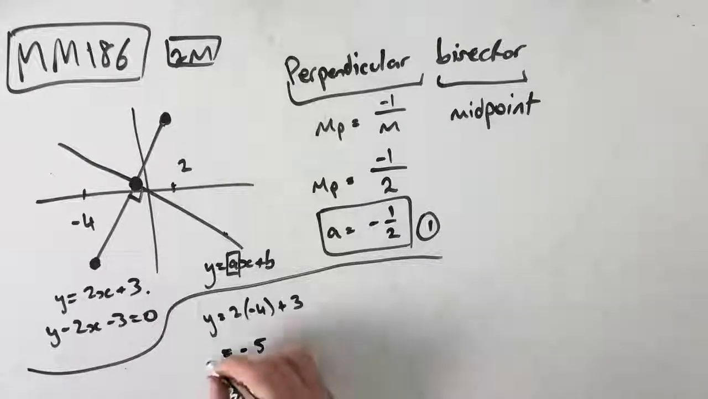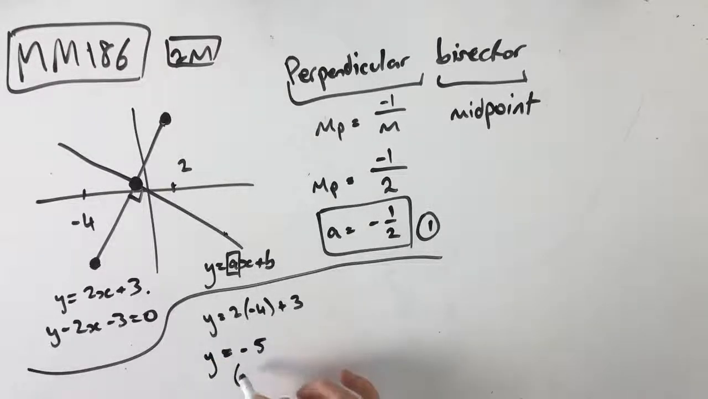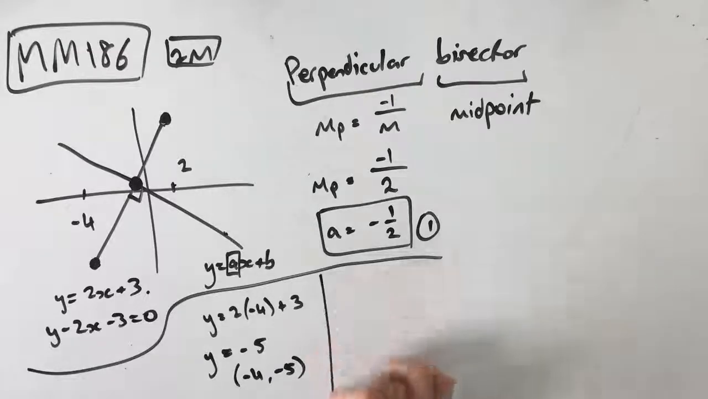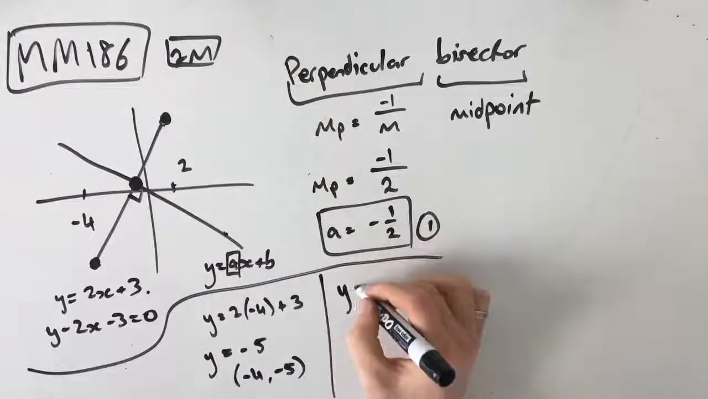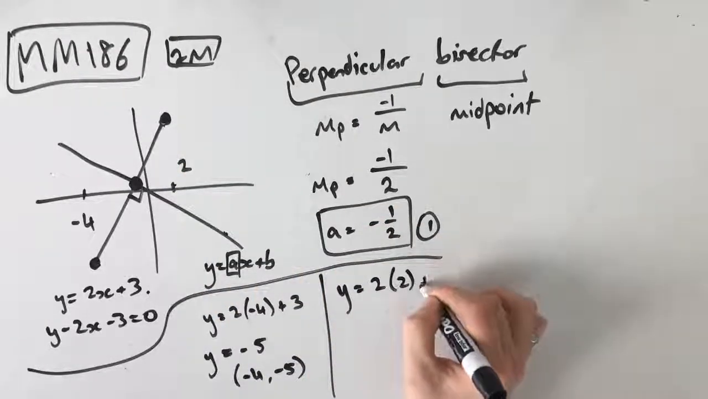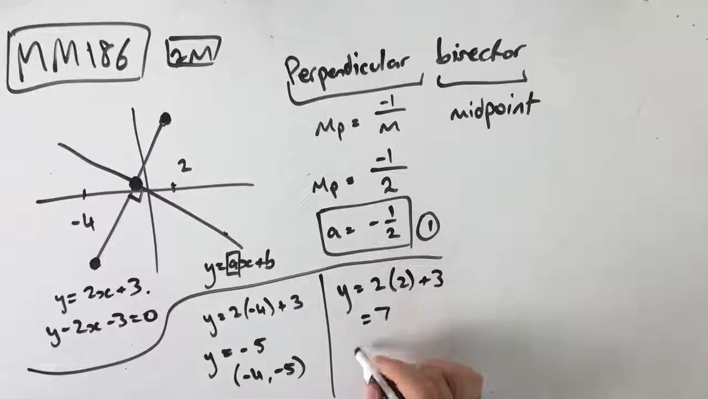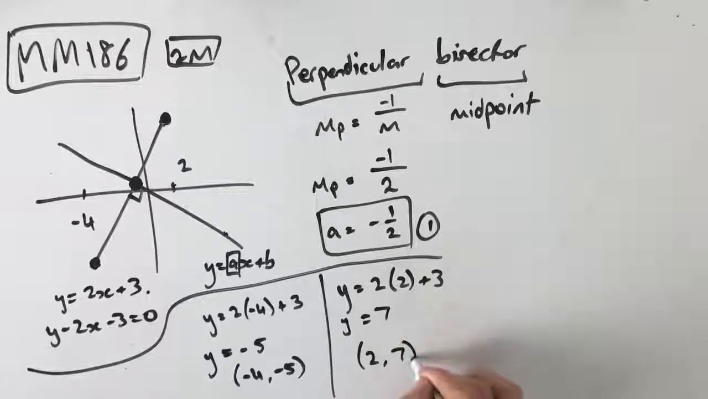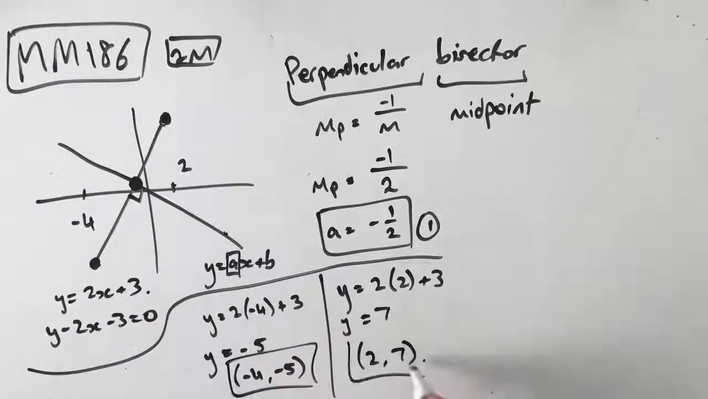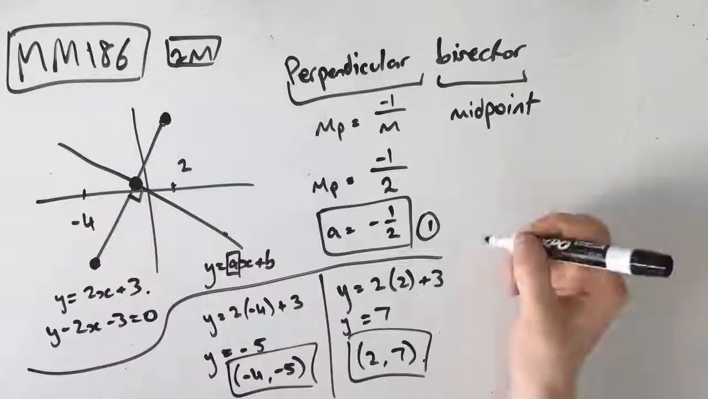Awesome. So at x equals -4, our y value is -5, and then likewise at 2, we have y equals 2 times 2 plus 3, which is equal to 7. So we know that it passes through 2, 7. So these are our 2 points. These are our endpoints here and here, which means that now we can actually find the midpoint of that line.